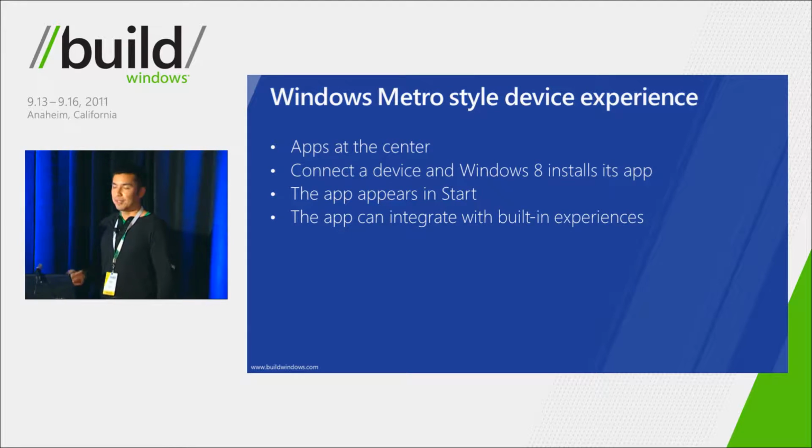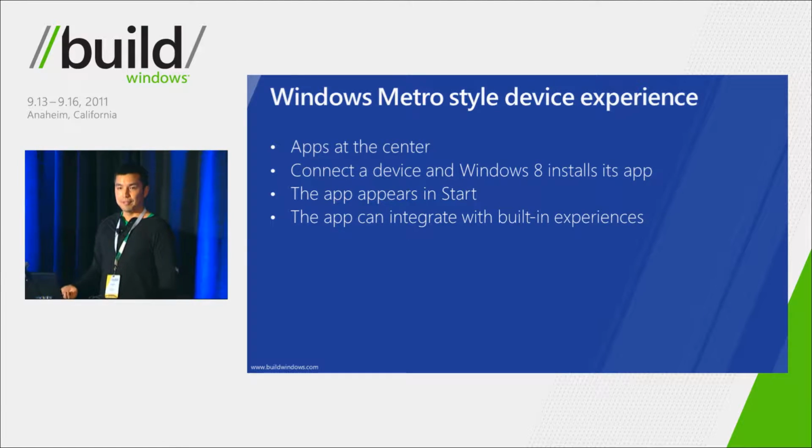In the Metro-style design language, apps are at the center. Your system is nothing without apps, and that applies to devices too. The applications are the things that really come out and expose all of your features, all of your value to your users. When you connect a device, Windows 8 installs its app. The app appears in Start like any other app. It is an app. And the app can also integrate with built-in experiences to show up in Windows in the places where users would expect it to be. And I'll show some of those.